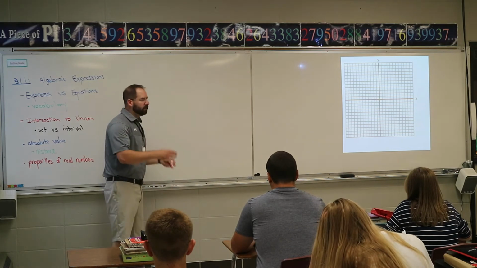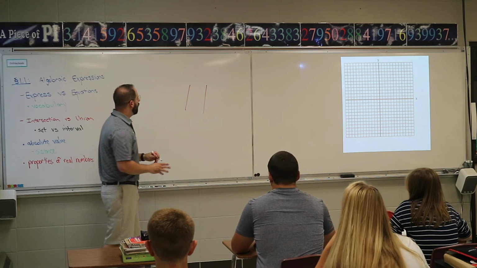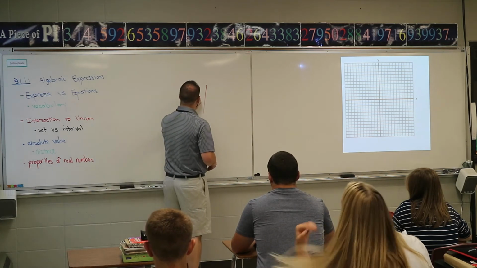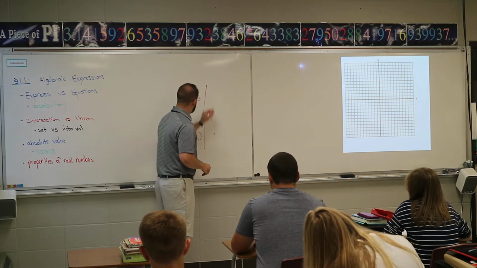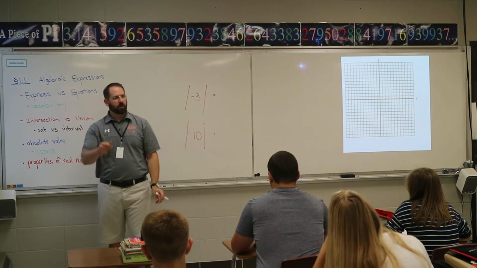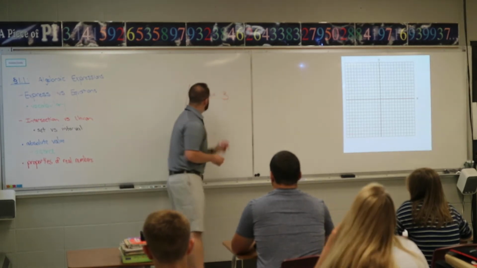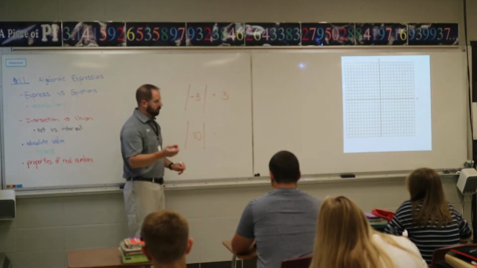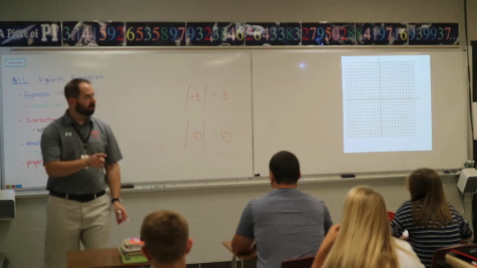Okay, absolute value. This is the absolute value symbols. They're big italicized bars. You can usually put numbers on the inside, like such. Absolute value of negative 3 is 3. Okay. Absolute value of 10 is 10. What's the rule? It's always positive. Always positive. That's a rule.